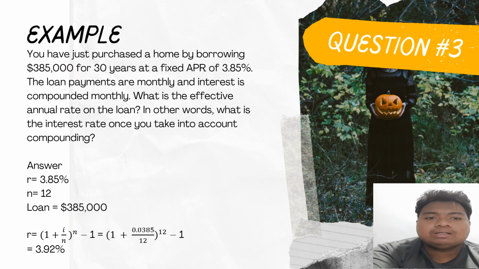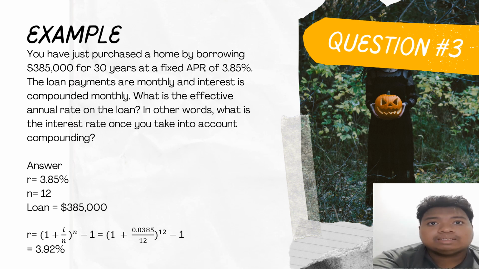The answer: r is 3.85% and n is 12, the loan is $385,000. 1 plus 0.0385 per 12, to the power of 12, minus 1, so the answer is 3.92%.